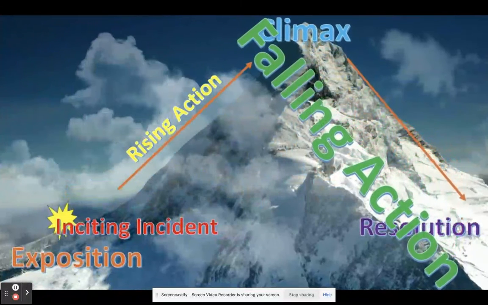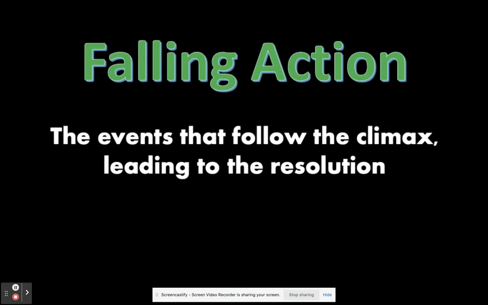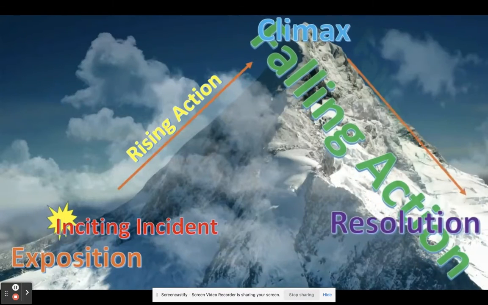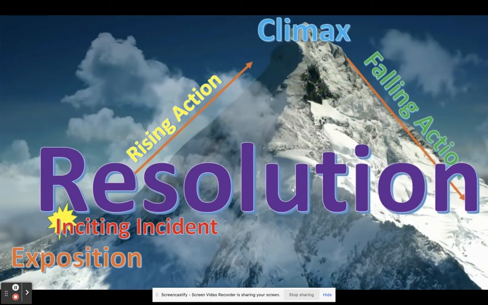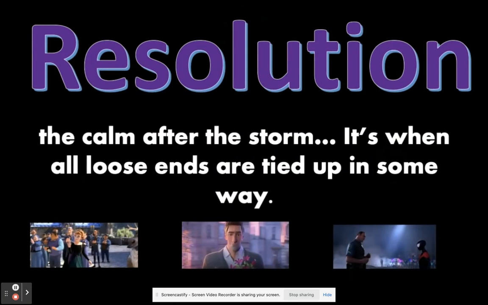Now we have the falling action. The falling action is the events that follow the climax. This actually leads to the resolution, which is the ending, right? The solution to the story. So the resolution is the calm after the storm, as I like to call it. It's when all loose ends are tied up in some sort of way.